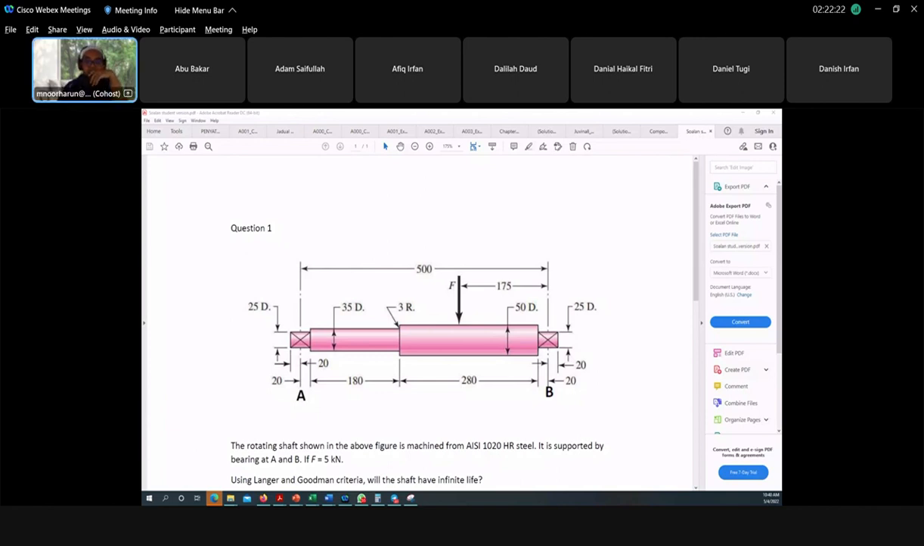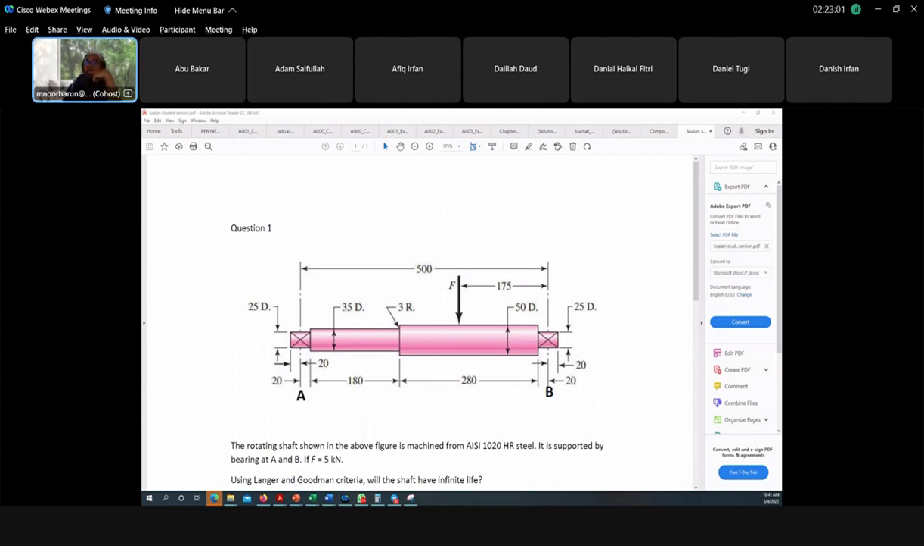Okay, if you see this question, the rotating shaft shown in the above figures is machined from the materials. That shaft is made of this material, steel. It is supported by bearings at A and B, and F is 5 kilonewton. Okay, so we use either Langer or Goodman criteria. Will the shaft have infinite life?